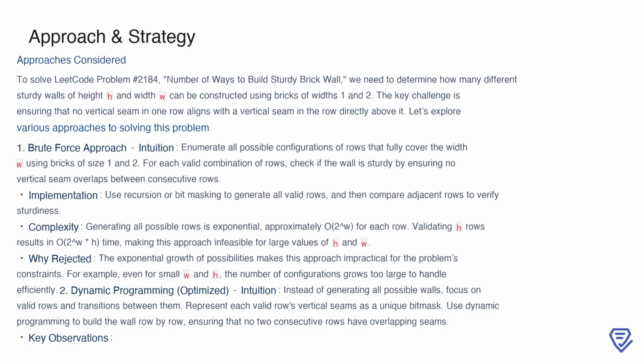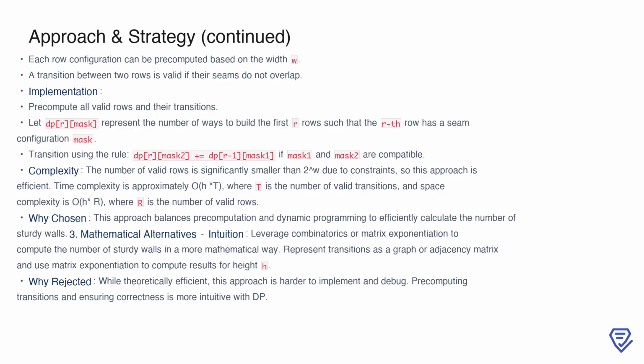However, this approach quickly becomes infeasible due to its exponential complexity. For every row, we have 2 to the power of the width possible configurations, and verifying a wall of height h multiplies the computation further. This makes the brute force approach impractical for larger inputs, as the number of configurations grows exponentially. Instead, we consider a more efficient solution that leverages dynamic programming. Dynamic programming offers a more optimized approach by focusing on valid row configurations and the transitions between them.